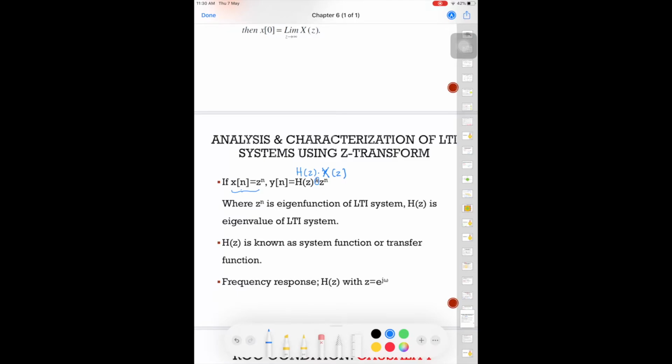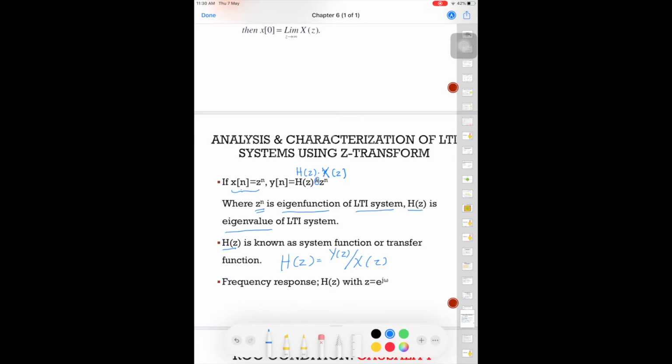And here for LTI, for a linear time invariant system, your Xn is the eigenfunction of the LTI system, and your Hz is the eigenvalue of the LTI system. Hz is known as the system function or transfer function. So how to get Hz? Hz is equal to y over x.